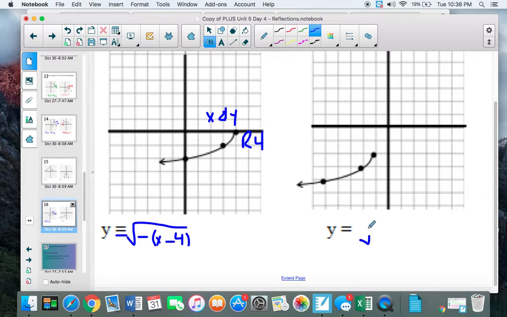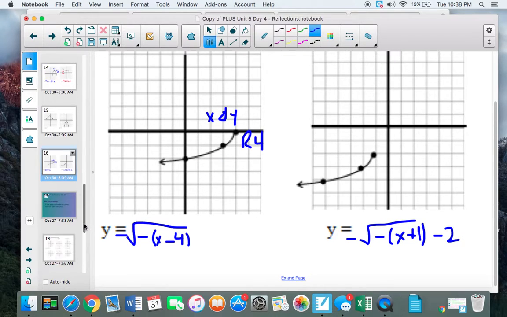This one again should have a negative outside and negative inside. It looks like it's going left 1, so I'm going to put plus 1, and again notice I put parentheses when I have a negative inside. So plus 1, and it's going down 2, and there's my final answer.